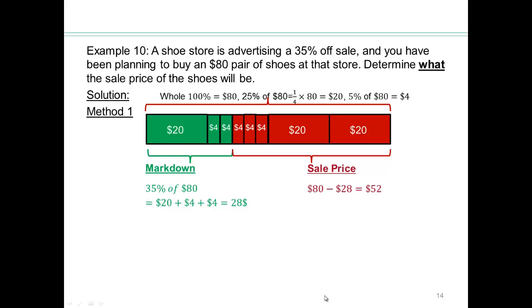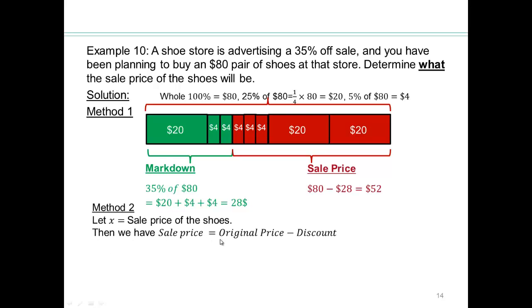Sometimes people have trouble doing visual solutions. So let's do method 2. So you're going to say what? What the sale price of the shoes will be is going to be your variable then. So let's say X is the sale price. So how did we compute sale price? Sale price is original price minus the discount. So X equals $80 minus 0.35 times 80, which will give you 52. So the sale price is 52.